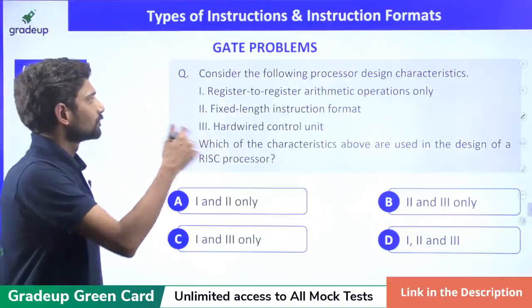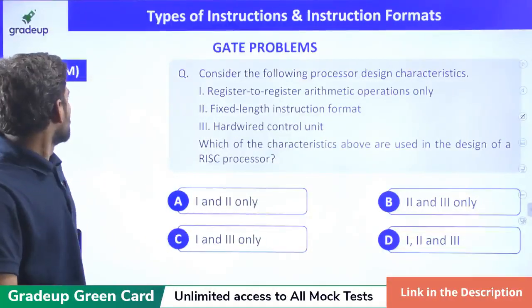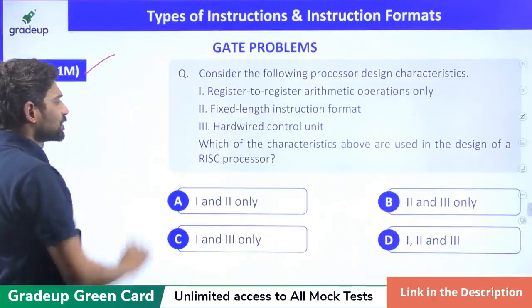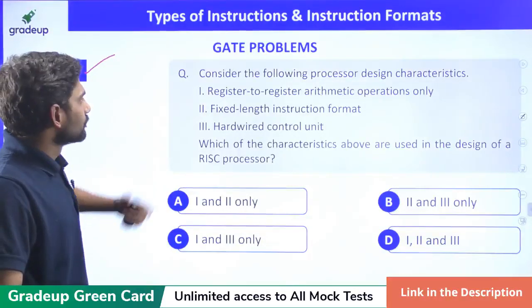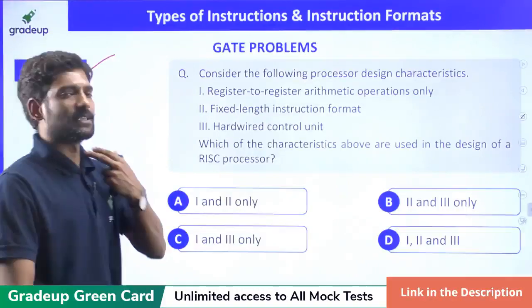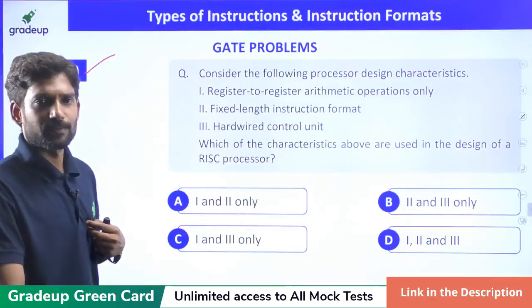Next. This is a 2018 GATE question. Consider the following processor design characteristics.